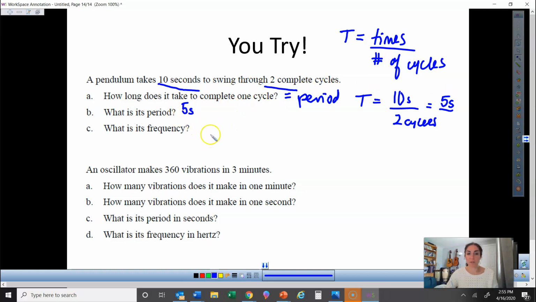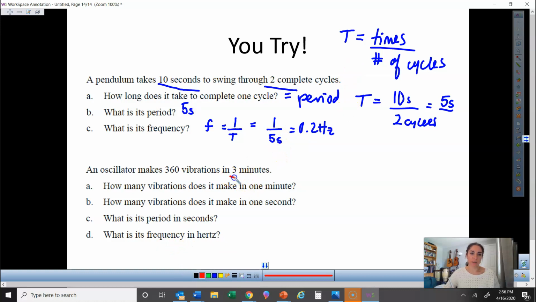The frequency, you can do this 2 ways. I choose to do it this way because I have 1 number. You could do it by the definition way, it still works out. I believe this is 0.2, but I'm not going to trust my math. It is 0.2 hertz. Like that. So that's question 1.